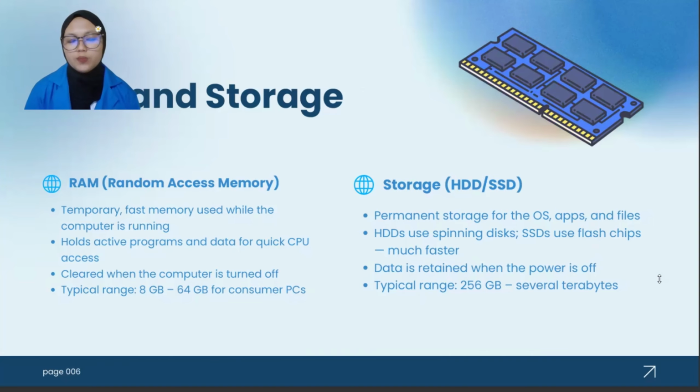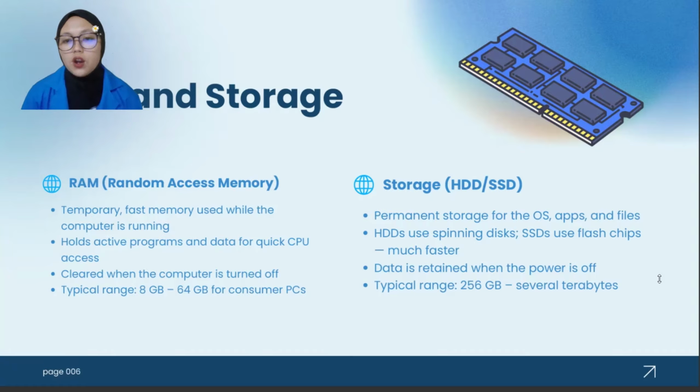RAM and storage. Number 1, RAM, or random access memory. Temporary, fast memory used while the computer is running. Number 2, holds active programs and data for quick CPU access. Number 3, cleared when the computer is turned off. Number 4, typical range, 8 up to 64 GB for consumer PCs.